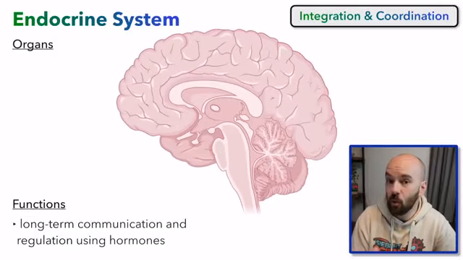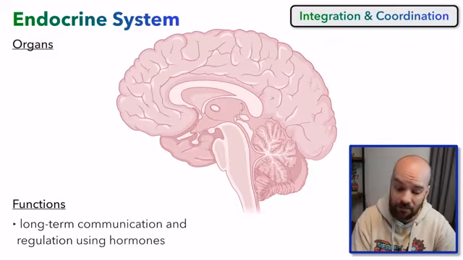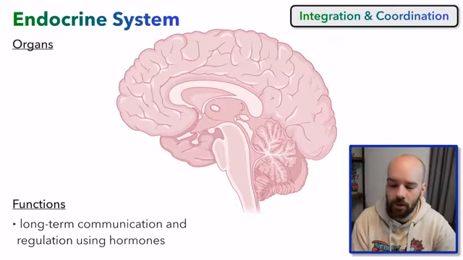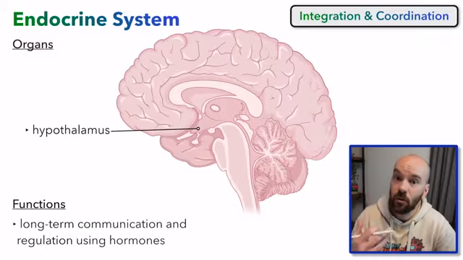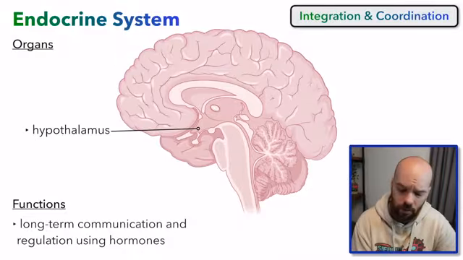All right, so let's take a look at the organs involved here. And we're going to zoom in on the brain first. It's not the whole brain, but a few parts of the brain that are involved. The first one is the hypothalamus. This is often called the homeostatic control center of the brain. The hypothalamus is going to produce a few hormones. It's also got some nerve cells, which are going to send signals to this next organ right here, which is the pituitary gland.